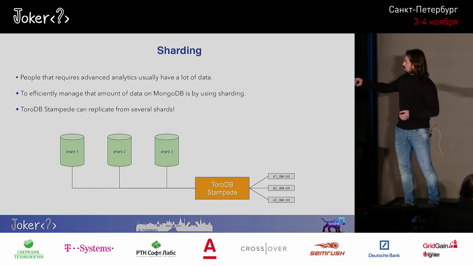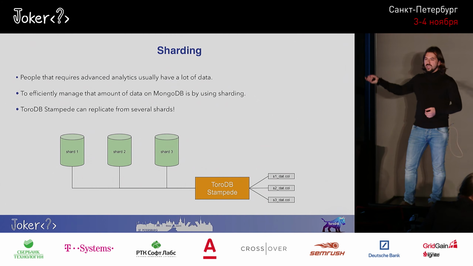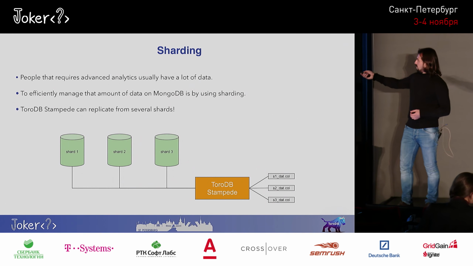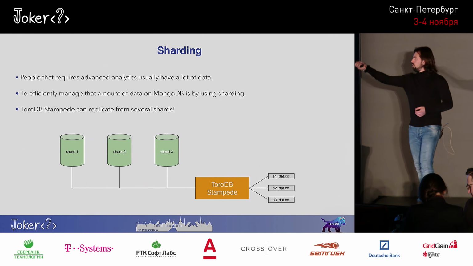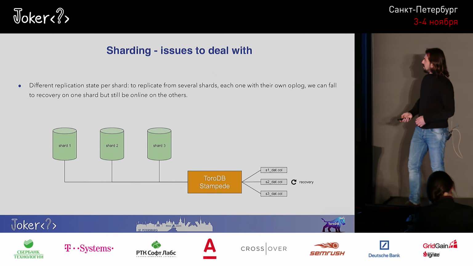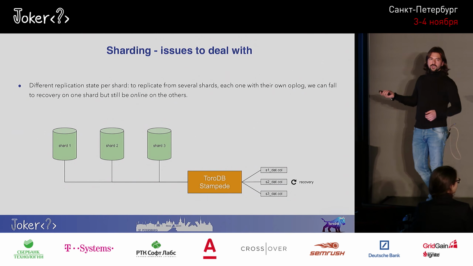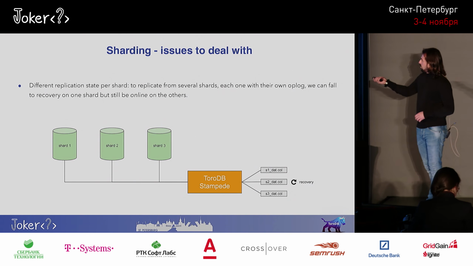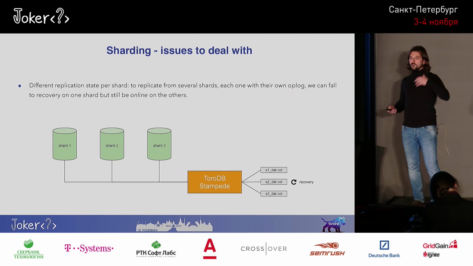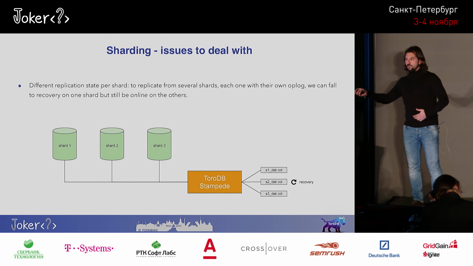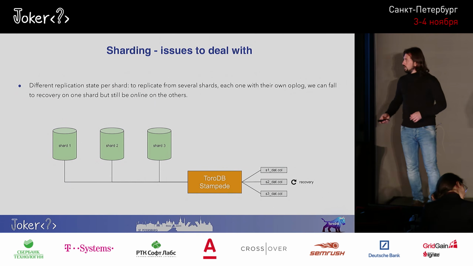However, we can shard on the same database, on the same backend, but separate into different collections. So data goes from all shards into different collections. This has its own problems, because the recovery state of each shard can be different. We can lose sync on one, but not on the other one. So we need to manage that differently.